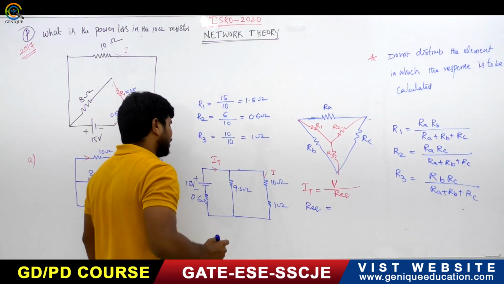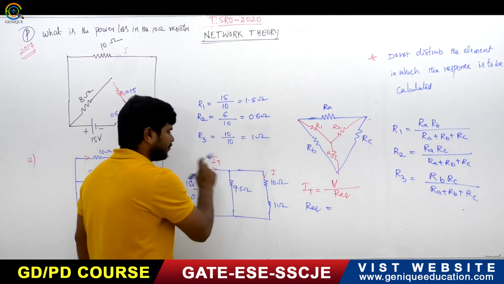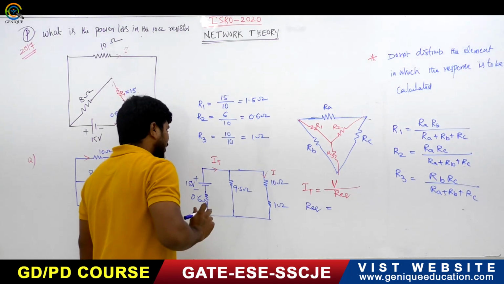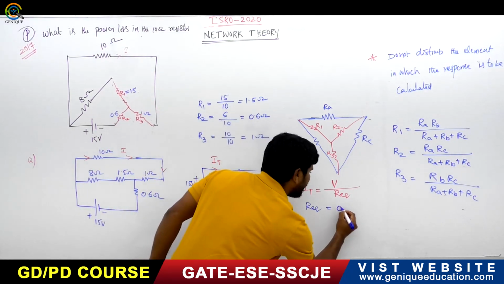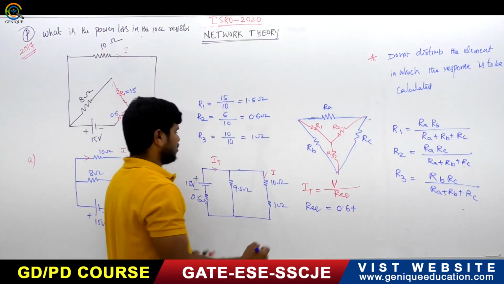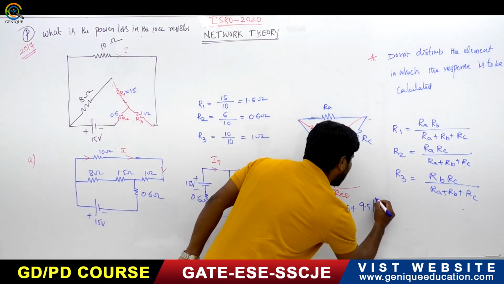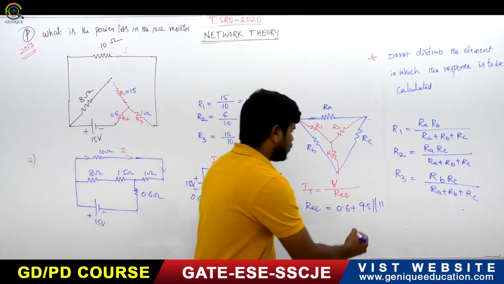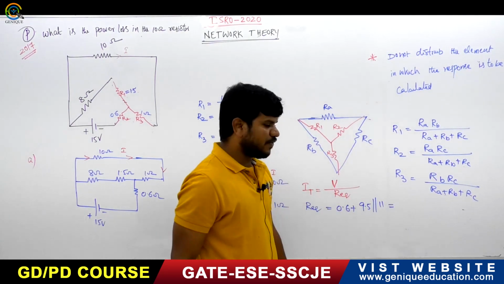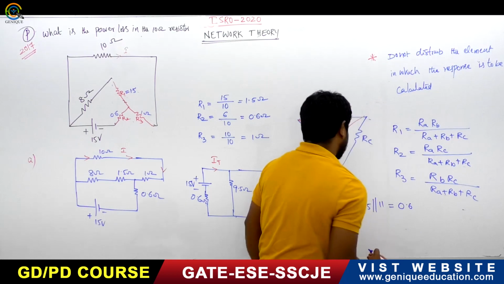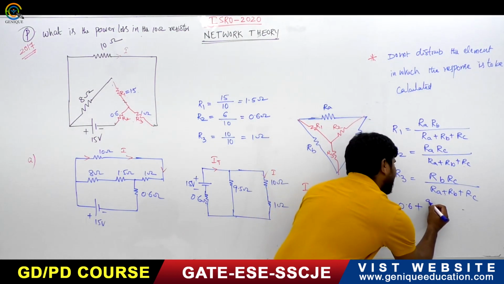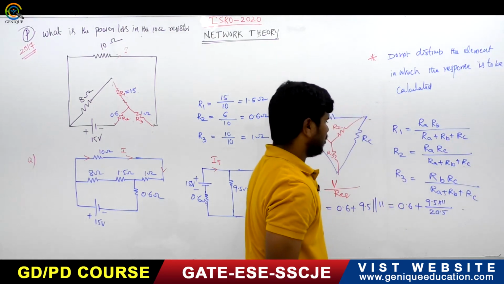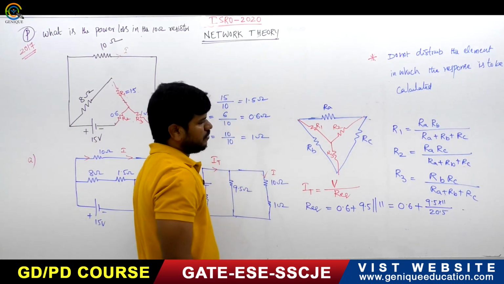Okay. What is the R equivalent? I can also write this 0.6 ohm here. No problem. Okay. So now R equivalent is equal to 0.6 plus 9.5 in parallel with 11. So R equivalent is equal to 0.6 plus 9.5 into 11 divided by 20.5. Okay. It is 20.5.